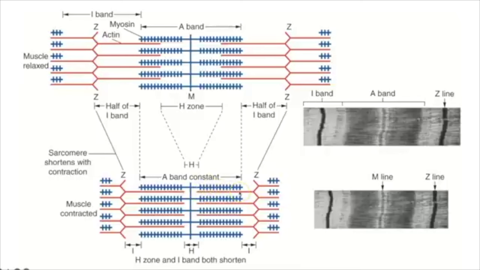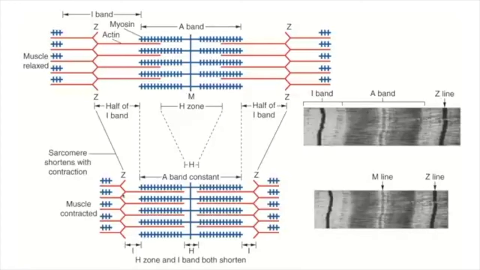When it contracts, the I band decreases because the actin has slid closer together, so you have more of an overlap with the myosin. You could be asked about what happens to the Z lines, and the Z lines are indicating the start and the end of one sarcomere. And because the actin slides in, the Z lines become closer together as well.